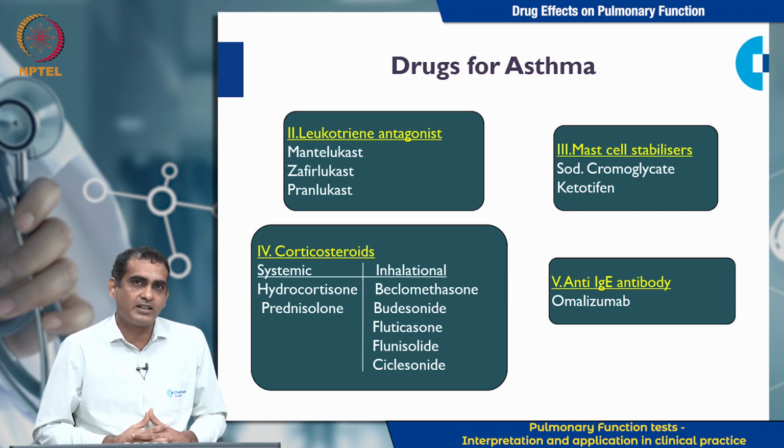We have leukotriene antagonists like montelukast or zafirlukast, and then we have mast cell stabilizers, sodium cromoglycate or ketotifen. Then we have corticosteroids. We use them systemically also, like hydrocortisone or prednisolone, or at present we are using inhalational corticosteroids like beclomethasone, budesonide, fluticasone or ciclesonide. And then we also have a monoclonal antibody. They are called biological agents, omalizumab.